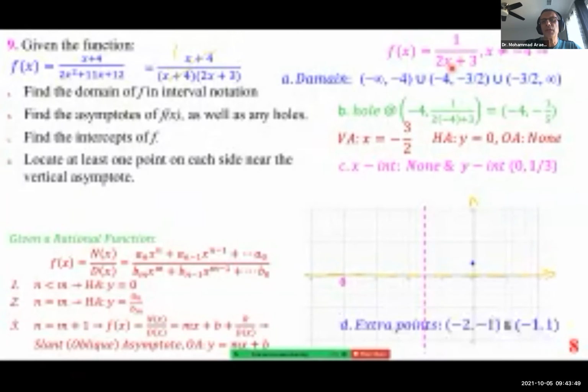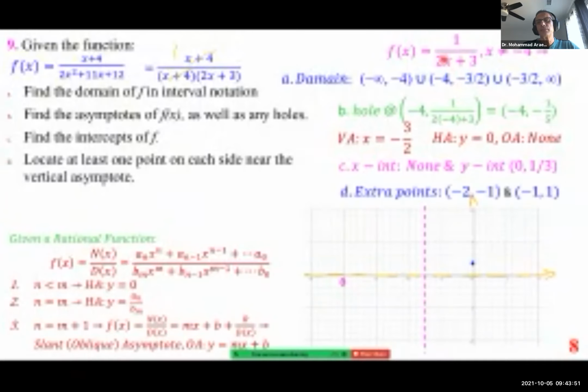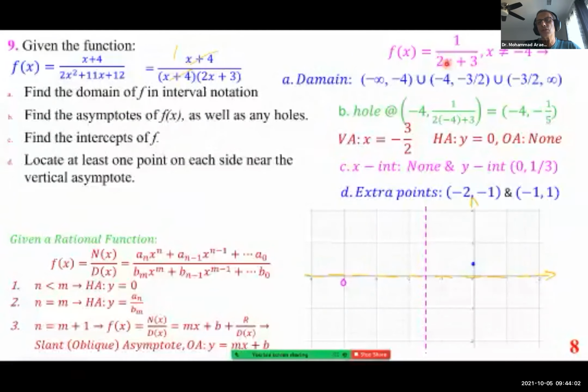So take a look. If we pick -2, we get 2 times -2, -4, and 3 is -1. 1 over that is -1. If you plug in -1, -2 and 3 becomes +1, and that gives you 1. So we have these 2 pairs. Let's plot them. So clearly, over here is like that, over here is like that.